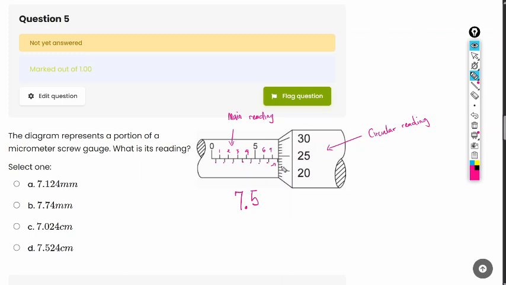Now, the remaining accuracy is gotten from the circular scale. The way you find out exactly what it's saying is that you look for where the horizontal line of the main scale intersects with the circular scale. That's at this point here, which is 24, just before 25. So that's 0.24. The main scale is 7.5, the circular scale is 0.24. You add them up and you have 7.74 as your reading, which is option B. So 7.74 millimeters.